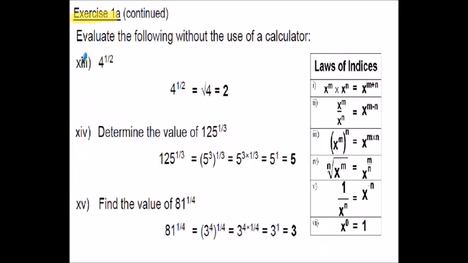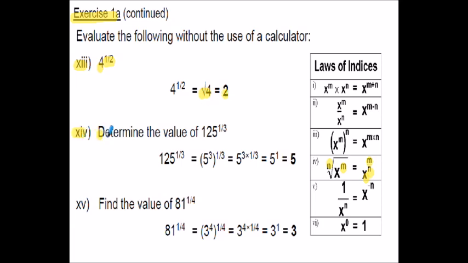Exercise 1a continue, part 13. We're given 4 to the power of a half. Now, what we need to recognize is the half is actually a square root. If we think of it in the form x to the power of m over n, we're given the power of half, so our m is 1 and our n is 2. So this would be x to the 1, and this would be an n of value 2, which would make it a square root. So try and remember that a power of a half is actually a square root. So in this case, we get the square root of 4, which is equal to 2.